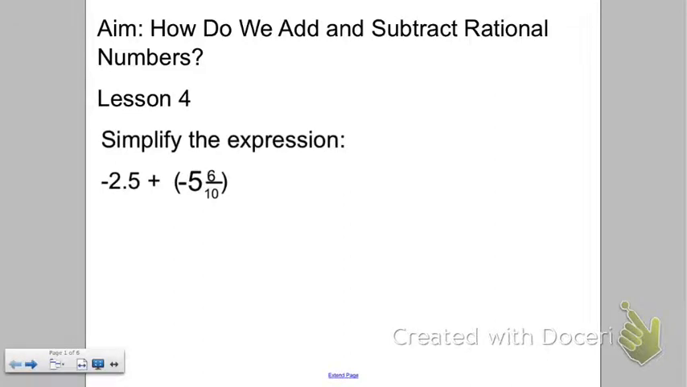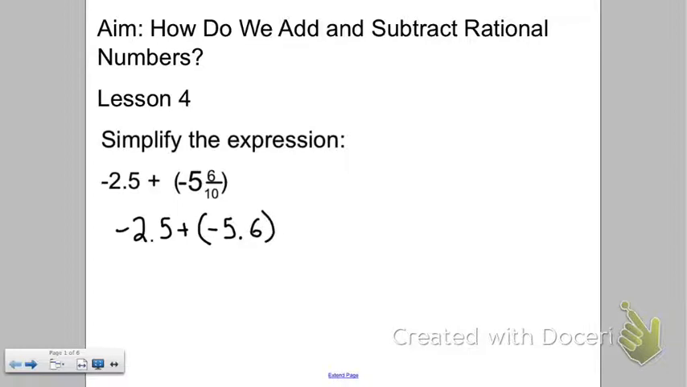Today's lesson is on how do we add and subtract rational numbers. Simplify the expression negative 2.5 plus negative 5 and 6 over 10. I need to first turn them into the same format. So negative 2.5 I'm going to keep as a decimal. I'm going to turn negative 5 and 6 over 10 into a decimal and make it negative 5.6.